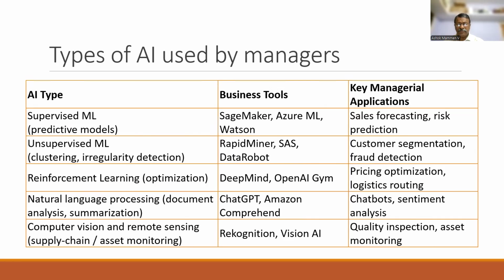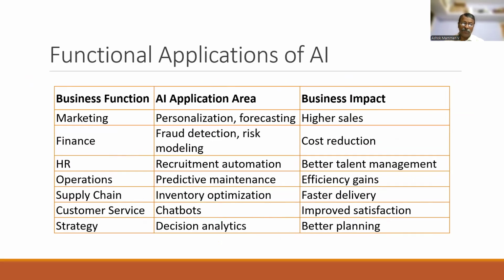So these are all different types of artificial intelligence that are used by managers today. We move on to the functional application of AI. So functional, what did we mean? In business functions that we are talking about. We are talking about marketing, finance, HR.